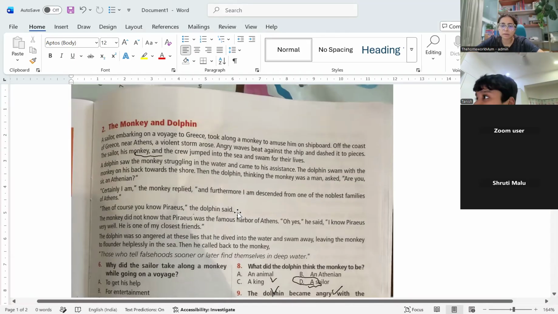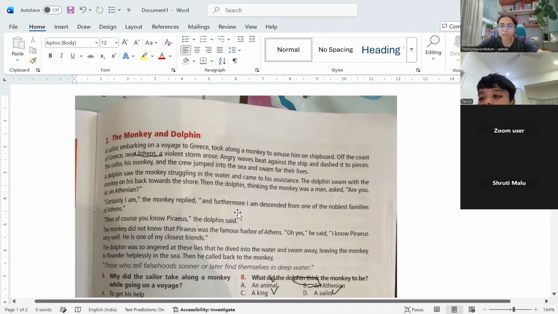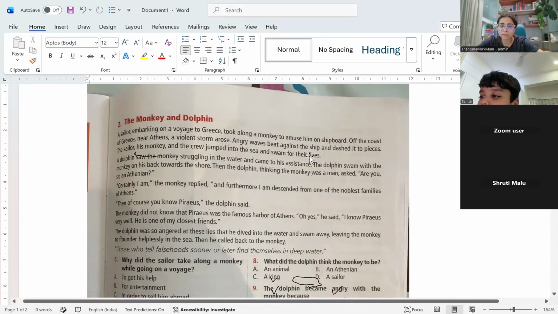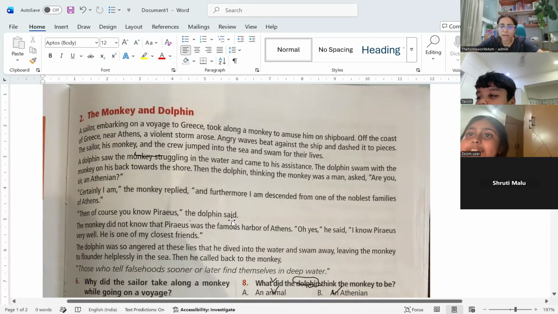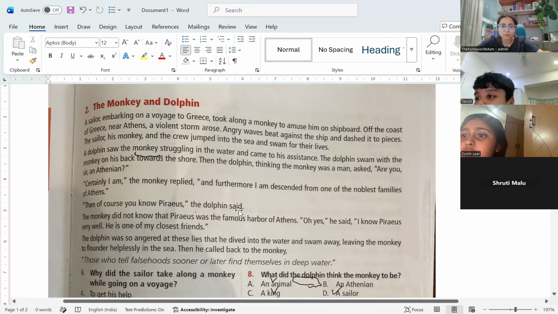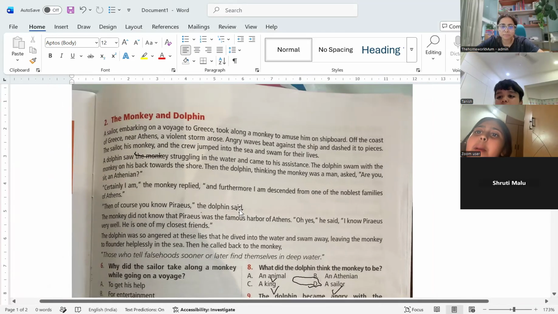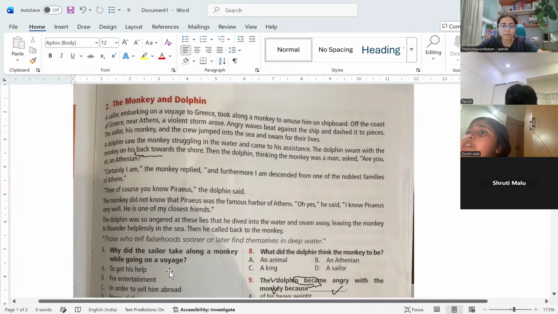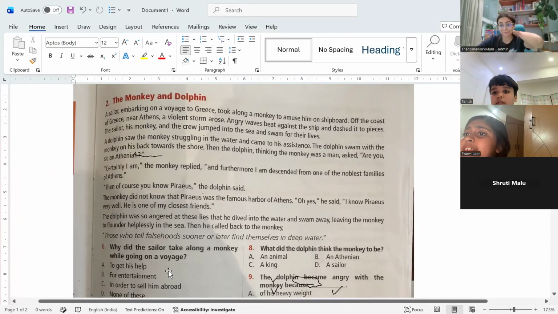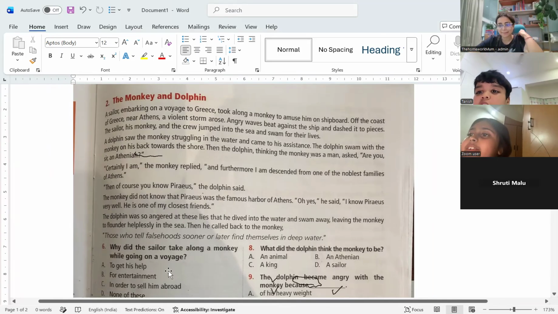Ma'am, I understand how to. Okay, so Mirka, now your task is that you will be reading as well as finding the answer, and as you are reading, if you know the answer you will start marking it in the option. Start. A sailor embarking on a voyage to Greece took a monkey along to amuse him on a ship. What's the meaning of amuse? Entertain. So what is the option for question number 6? Entertainment.